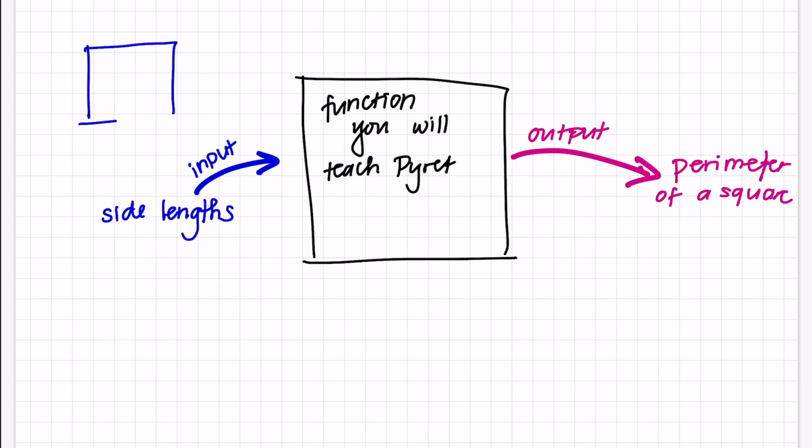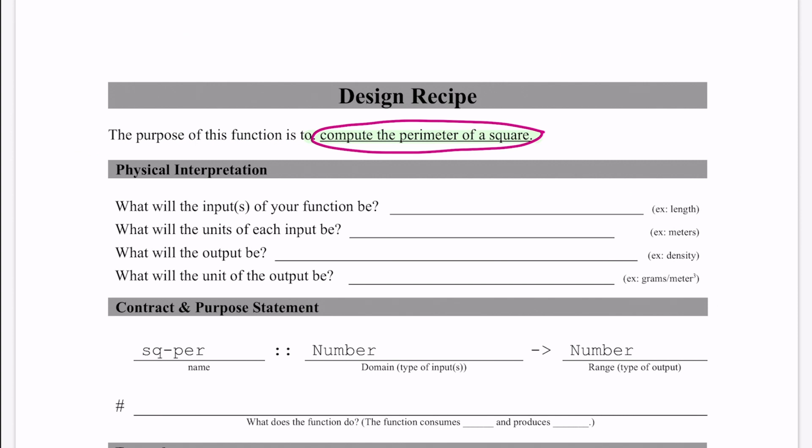If you remember, the side length is just how long each side is. Our example number 1 was 2 centimeters. We're going to put the 2 centimeters into the side length, and when we get our output, it's going to be 8 centimeters. So we're going to tell Pyret how to take 2 centimeters into 8 centimeters. Our input will be the side length, and that's going to be in the unit of centimeters, so we'll write centimeters for the units of each input.